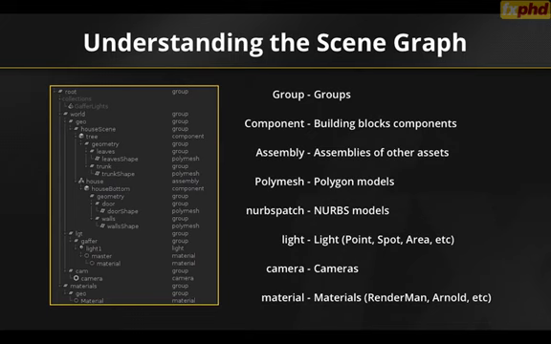So let's just define what some of these are, and you can see on the right hand side I've already made a list of what is what. So a group is basically just a group. A component is a building block component, so they are kind of the building block structures that make up a number of components. Then you have an assembly, and that's the assemblies of other assets within the scene, and then everything else is pretty standard. Polymesh is just a polygon model. A NURBS patch is a NURBS model. A light could be any type of light, from a point, spot, area, depending on obviously what the renderer is and what light you've defined.